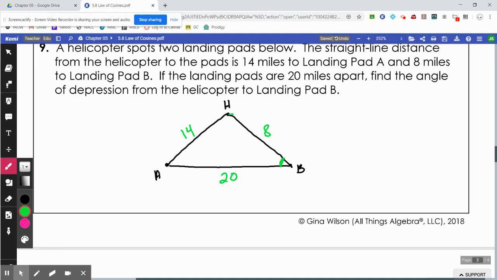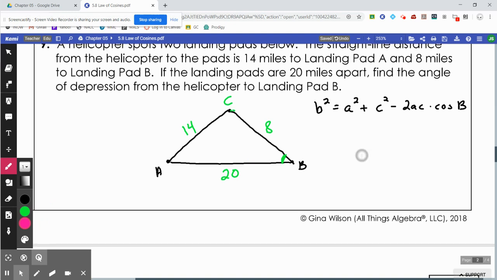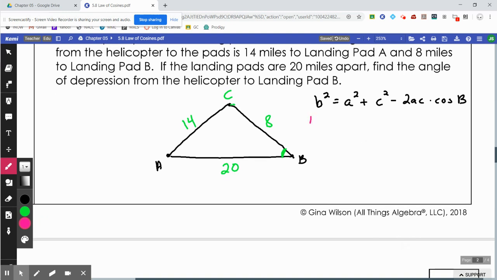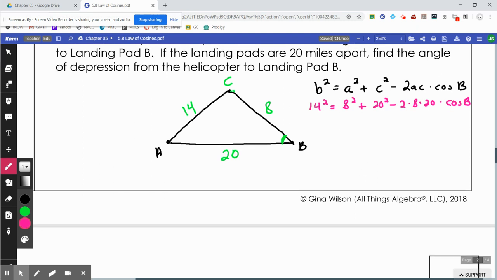We're looking for, let's use our formula. And if you want to call this C instead of H, you can say C stands for copter or something. So let's go ahead and use our formula that involves angle B, or you can just change all the letters. It doesn't matter. And here it is. And now let's simply plug everything in. Small b is 14. So you have 14 squared equals, small a is 8, small c is 20. Now again, this could have been worked by solving this formula for angle B. Would have been a little bit easier, but the steps are the same.